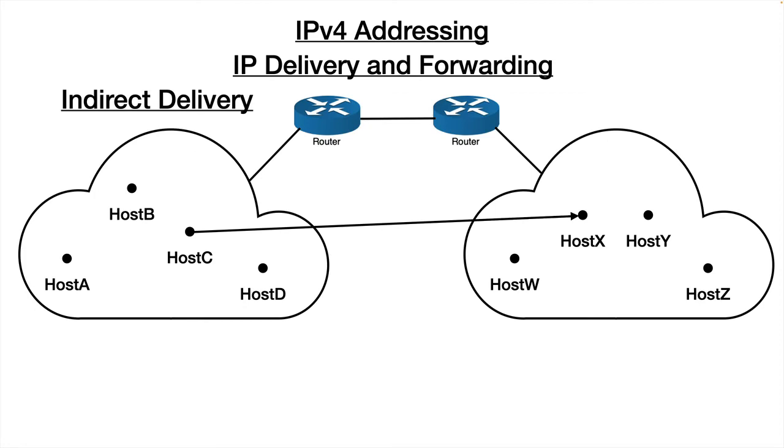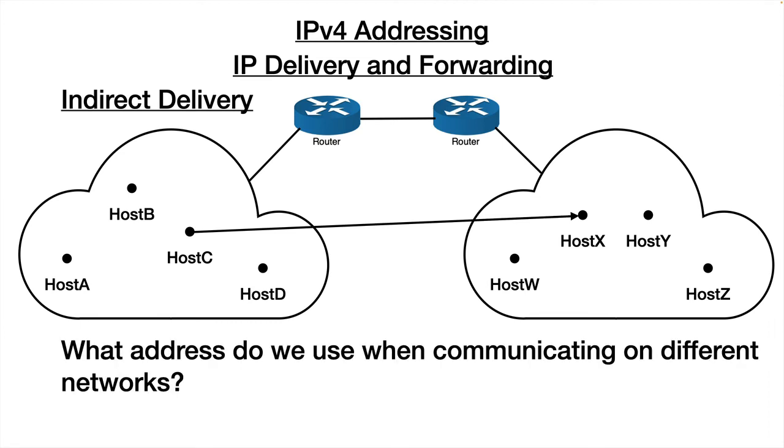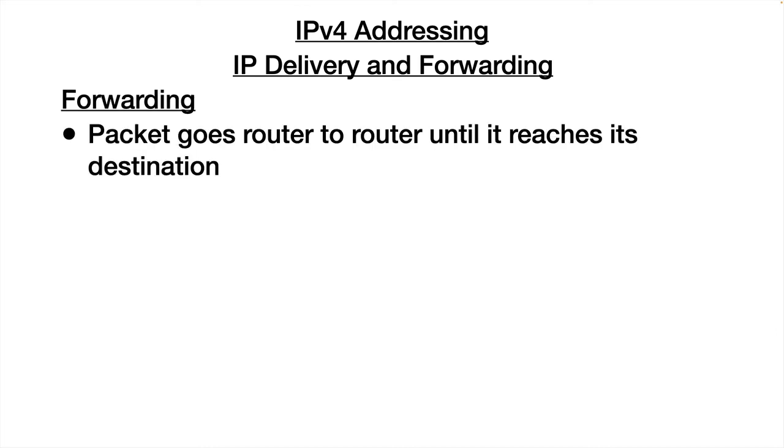Here is indirect delivery, in that the hosts are on different networks. In this situation, host C on the network at the left would like to talk to host X on the network on the right. Again, I would ask my students, when the machines are on different networks, what address do we use to communicate? And of course, the answer to that is the IP address. This goes through a process called forwarding.